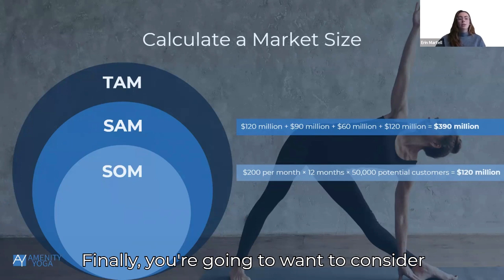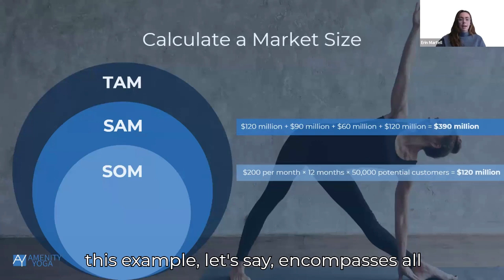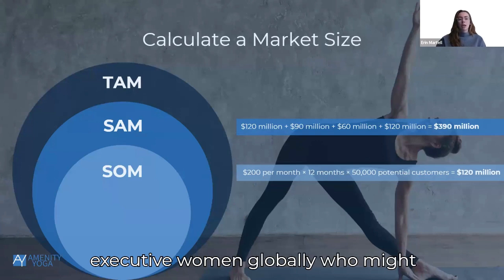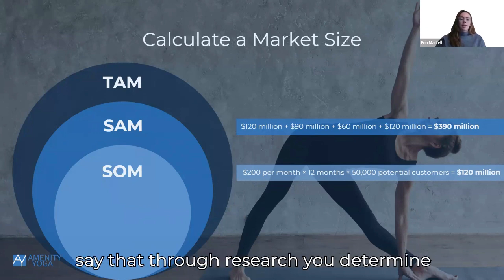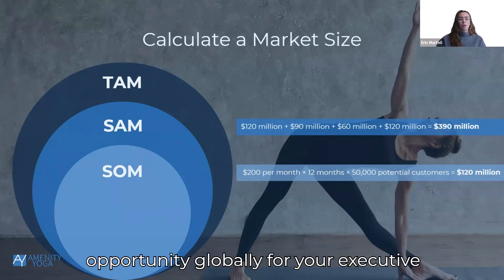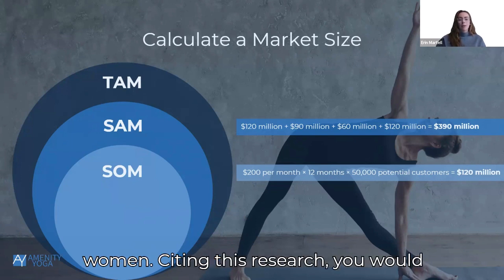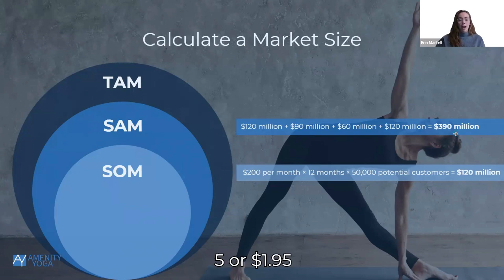Finally, you're going to want to consider your total available market, which in this example, let's say, encompasses all executive women globally who might benefit from these services. Let's say that through research, you determine there's roughly 5 times the US market opportunity globally for your executive women. Citing this research, you would estimate your TAM to be 390 million times 5, or $1.95 billion annually.